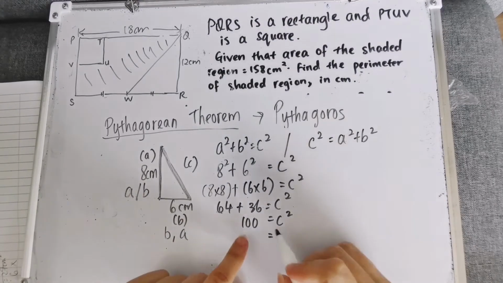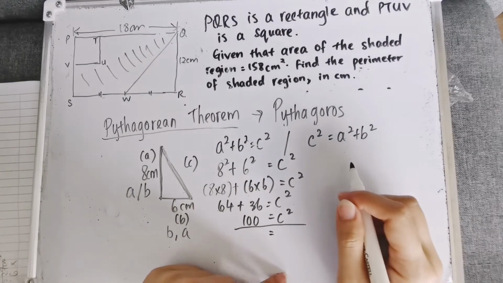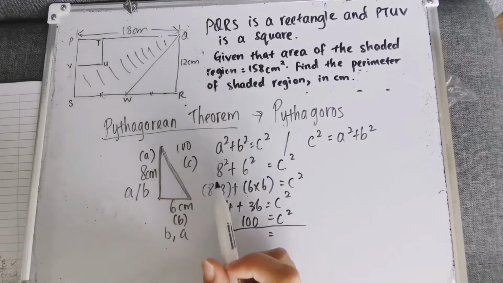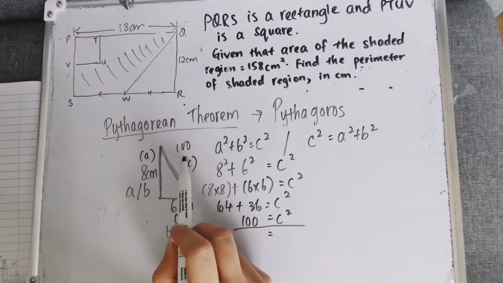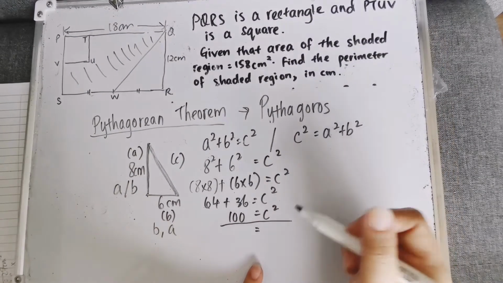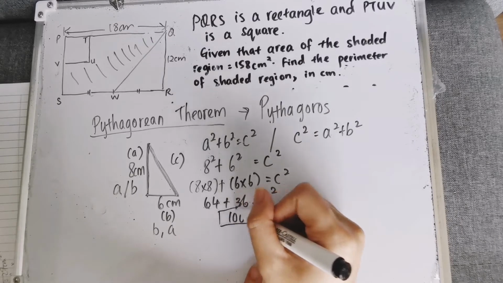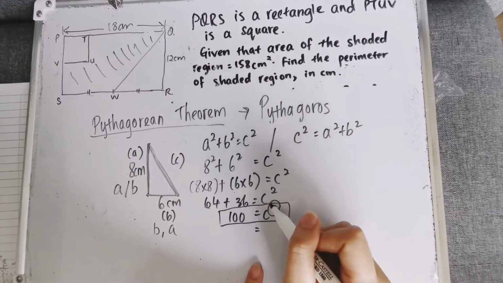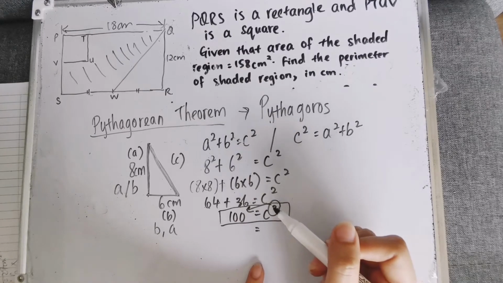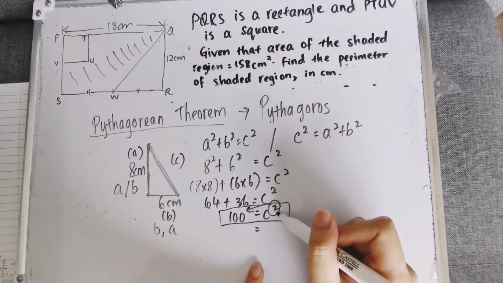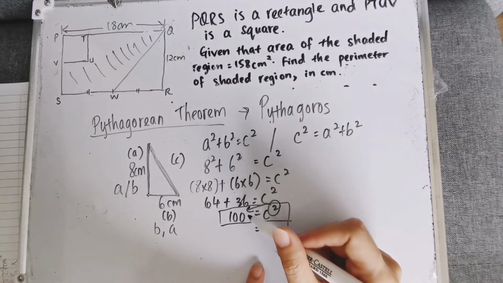Okay, when you come to here, you cannot say, oh, this is the answer, 100. No. How come 8 cm, 6 cm suddenly is 100 cm? It's incorrect. So what you need to do is, when you come to here, your power 2, your square, you have to move to the opposite side.